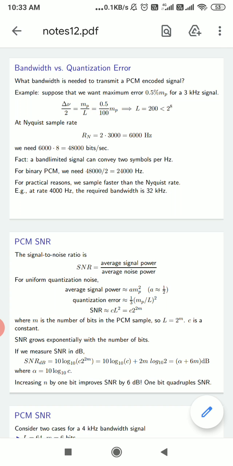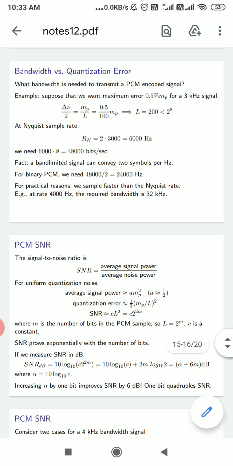We have the formula R equal to V into Fs. V is 8. Fs we are taking here as Rn, which is the sampling frequency. So you take 6000 into 8, that is V into Fs. That will be R, the signaling rate, which will be 48,000 bits per second.